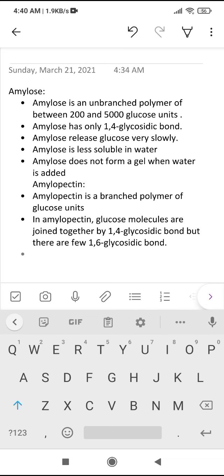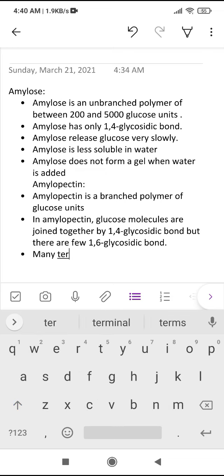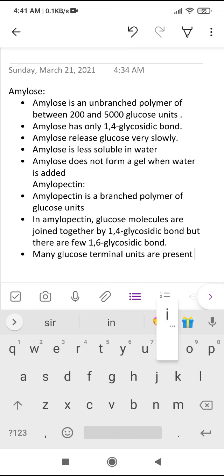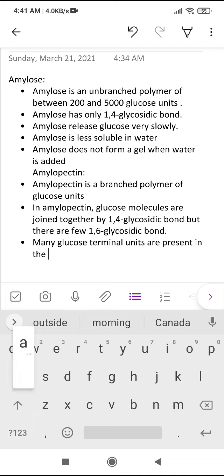Then number three, many glucose terminal units are present in the amylopectin.